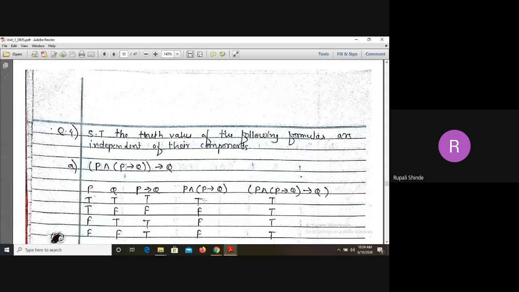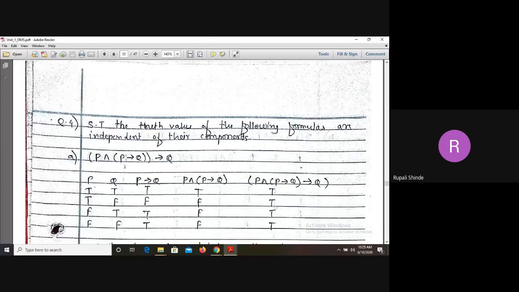Then again we take its conditional with Q. First we check this column: at the first place only T is there. Now check whether Q has truth value F. No, it is T here, so the final value is T. For the remaining values also it is T, because for a conditional, only when the first column is T and the second column is F is the final value F. Otherwise it is T. That's why this contains all T's. So we can say that this formula is independent of its components, as its last column contains all truth values T.